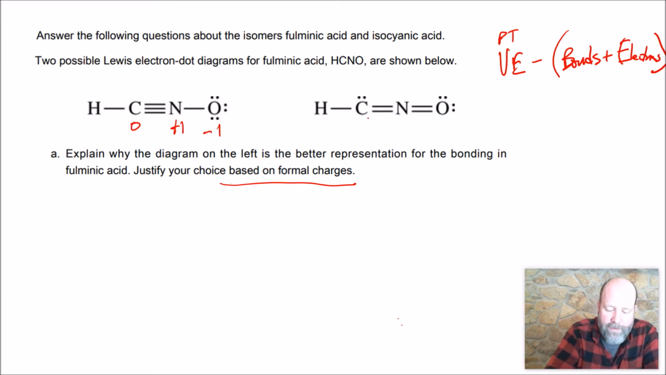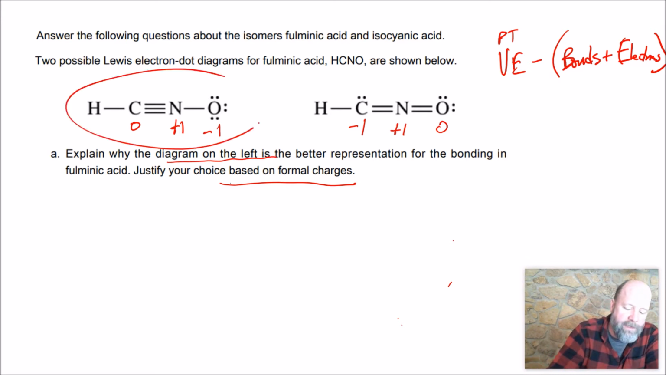Looking at this guy, we don't have to worry about the hydrogen, but the carbon's a little funny here. I've got 3 bonds plus 2 electrons, so that's 4 minus 5. That puts a minus 1 on the carbon. The nitrogen has 5 minus 4. The nitrogen's the same as it was before. It's got 4 bonds again, so this is also plus 1. And the oxygen this time has 2 bonds plus 4 electrons. That's 6. So 6 from the periodic table minus that 6 that we just added up, and that gives us 0. So the diagram on the left is better.